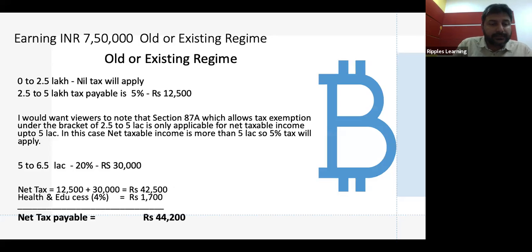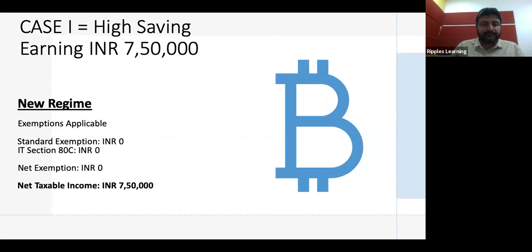Right? So net tax payable is 44,200 in this case. 0 to 2.5 lakh, which is slab 1, no tax applied. 2.5 to 5 lakh, there is 5% tax within that slab, which is 5% of 2,50,000, which is 12,500 rupees. Slab 3 is 5 to 6.5 lakh, which is 20% of 1.5 lakh, which is 30,000. Net tax 42,500, into 4%, which is health and education cess, which is 1,700. Net tax payable becomes 44,200 rupees, right?